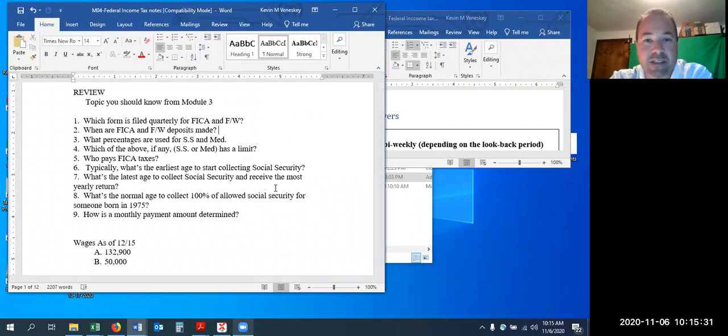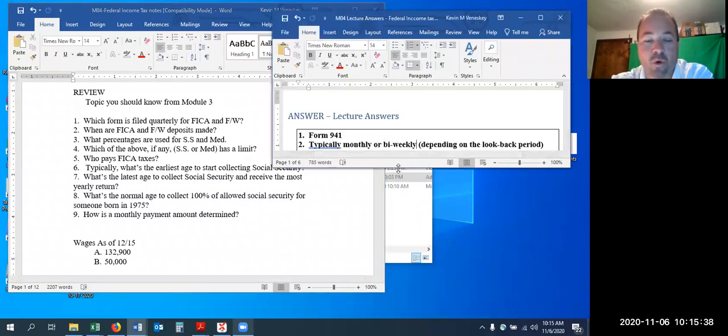What percentages are used for Social Security and Medicare? Remember, Social Security is 6.2%, so hopefully you have that one pretty well memorized now. And for Medicare, it's 1.45%.